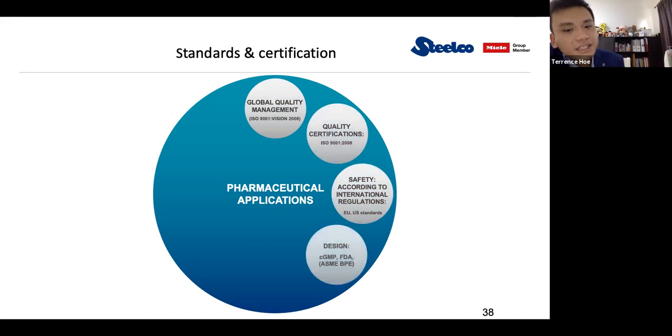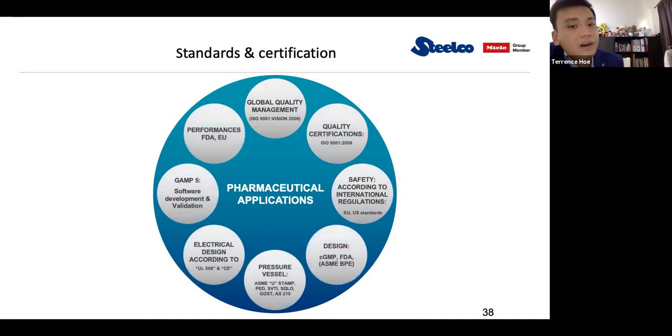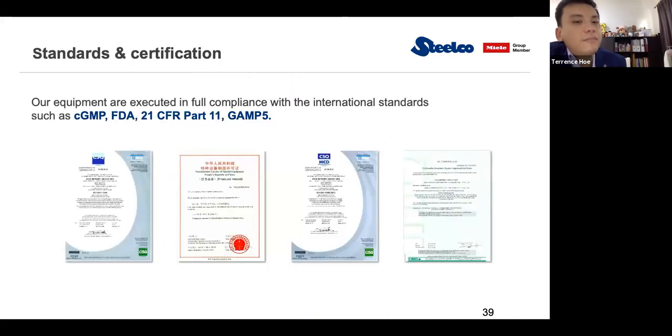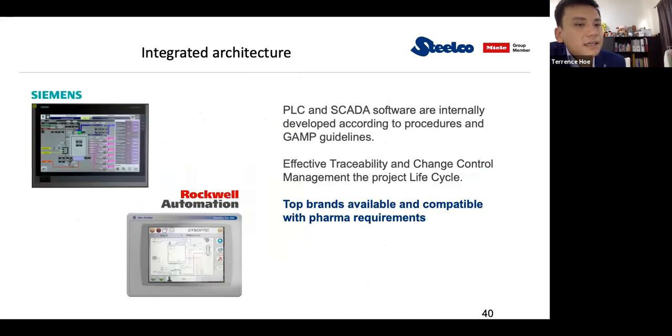The standards and certifications that we use to design our washer and sterilizer systems are, for example, ISO, EU, US cGMP, FDA guidelines. Sometimes there are specific pressure vessel requirements like CE, PED, and for the UK. Sometimes electrical design is according to UL or CE, and software development and validation is per GAMP 5. So of course it is fully compliant with all the international standards. And this is an example of the PLC and the SCADA software that we use in our system. These are top brands, Siemens and Allen Bradley.